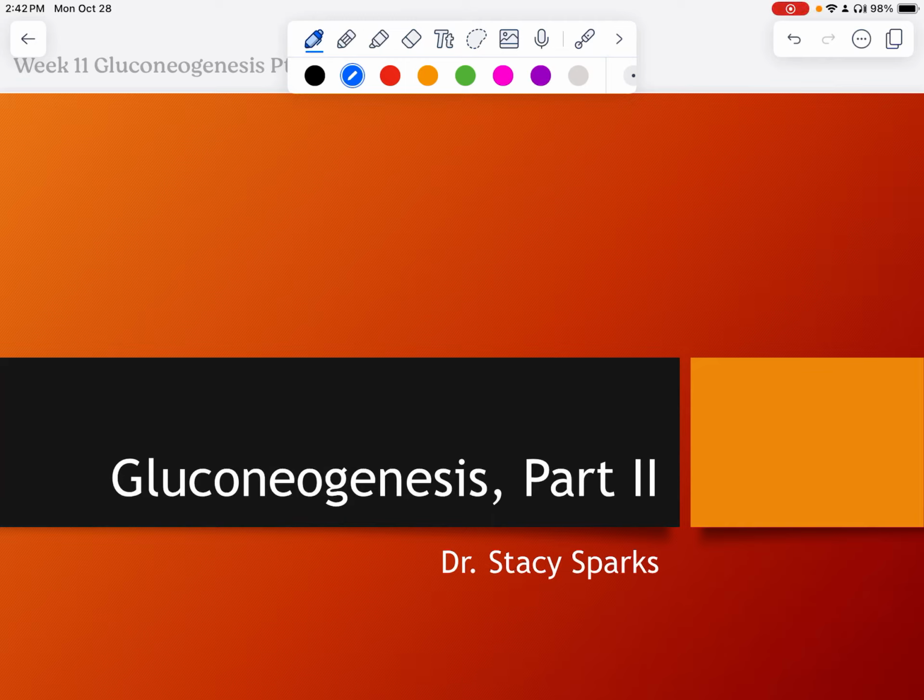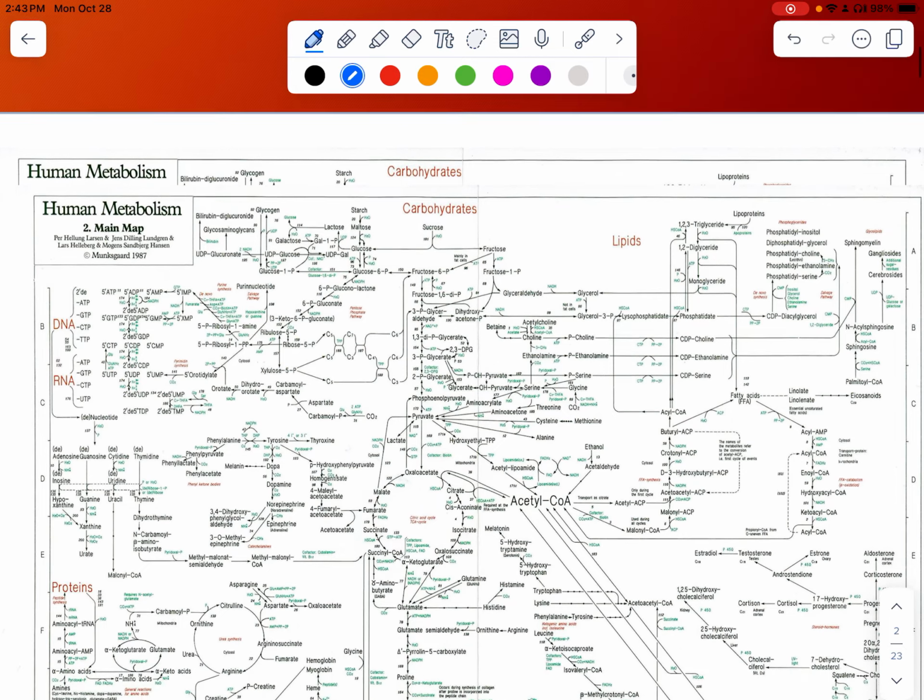Welcome to the second part of our video series on gluconeogenesis. So in the first video, we discussed the details of the enzymes and substrates involved in gluconeogenesis. And in this video, we're going to recognize that when one pathway is activated, the other is deactivated. So in some cases, these are controlled by the exact same effector. So we're looking at the reciprocal regulation of glycolysis and gluconeogenesis.